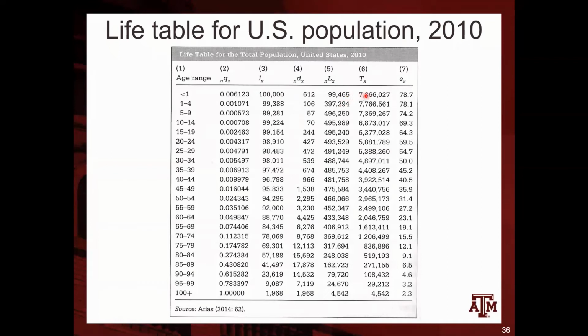But the big TX is also simple. It's just a cumulative count going from the bottom. And the life expectancy is just this number divided by this number. Once you reach the beginning of the interval, how many years will you live after you reach that age group? So this number divided by this number, we get this.